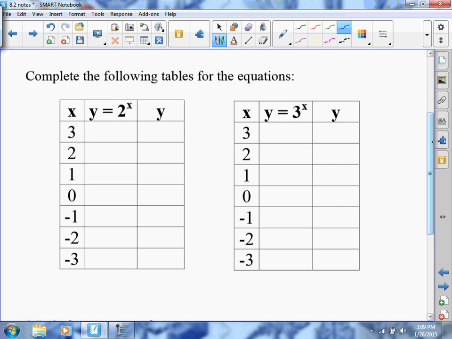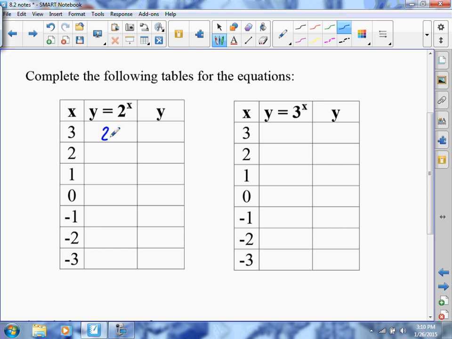So before we get going on actual examples, I want to go over a conceptual thought process with you. If you have a calculator, you can do this on your calculator. We're going to complete the following tables for each of these expressions. Here I have values for x from 3 to negative 3, and my equation is y equals 2 to the x, and I want to solve for y. So I'm basically going to substitute in these numbers for x.